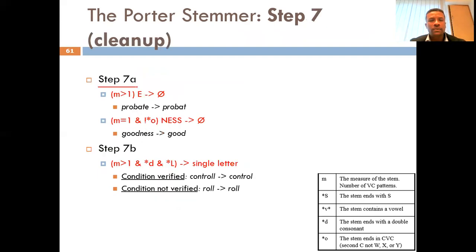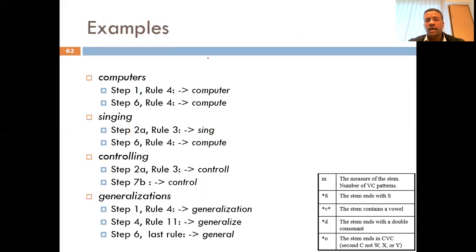And we have step 7A, which is again a cleanup, and step 7B, which is again a cleanup. As you can see, if the vowel consonants is greater than 1, and if it ends with D and L, then change it to a single letter. ለምሳሌ control ከሆነ L ናጥፉ, roll ከሆነ ግን don't do it. ምክንያቱም as you can see, M greater than 1 ነው የሚለው እዚህ ጋር. The vowel consonant that we have is only 1. 2 ቢሆን ኖሮ then double L እናጠፋው ነበር. So these are some of the steps that we have, and these are some of the examples.